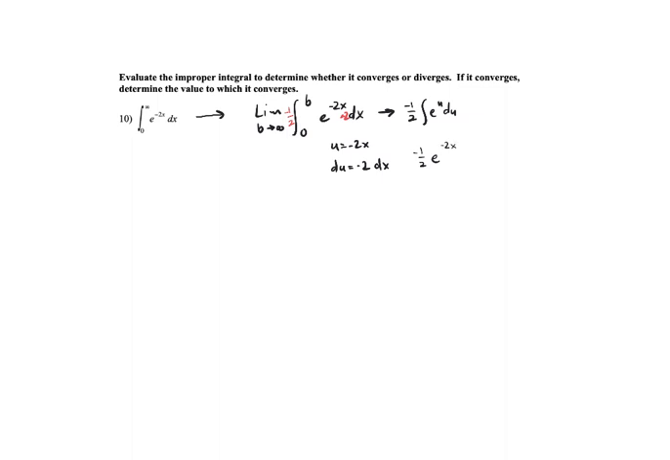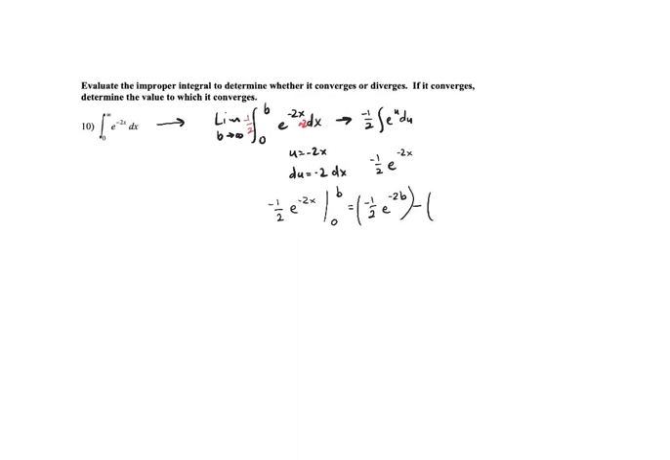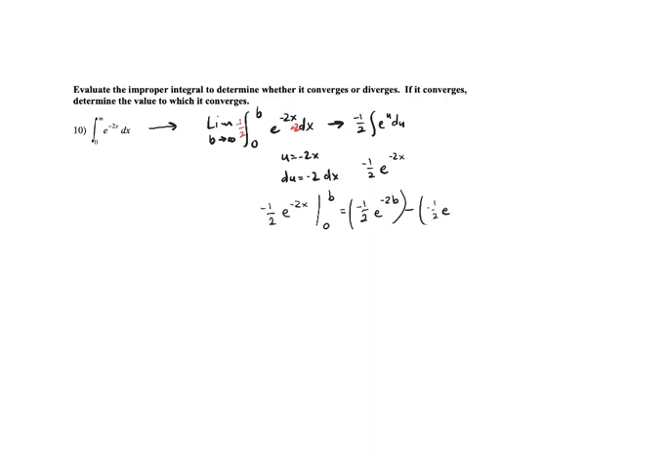So then that's just negative 1/2 e to the negative 2x. That's our antiderivative. So if we evaluate that from our bounds of integration 0 to b, we have negative 1/2 e to the negative 2b minus, so that's the antiderivative at the upper bound. Now we subtract at the lower bound, negative 1/2 e, negative 2 times 0 is 0. So then this becomes e to the 0, which is 1. 1 times negative 1/2 is negative 1/2. We have subtracted negative, so that's plus 1/2 from that one.